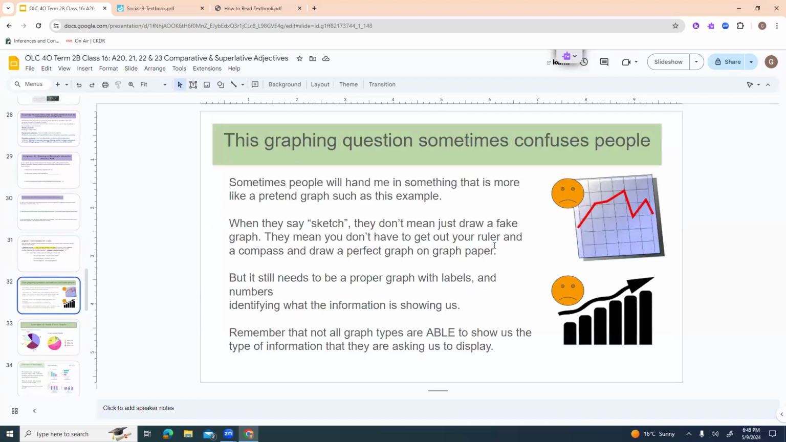Now, sometimes people get kind of mixed up on this question, and they think that sketch means just kind of like pretend to draw a graph. That's not what they mean, right? You can't just hand me something that looks like this or like this.